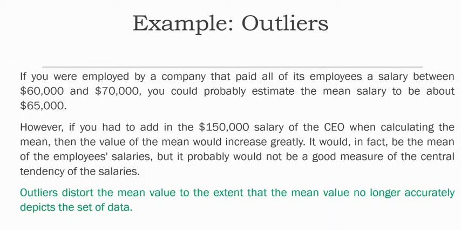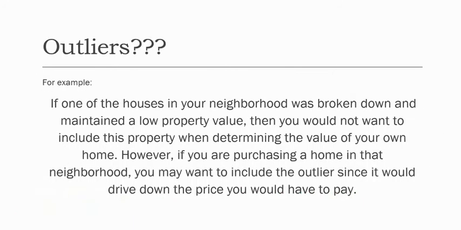And if we're going to use the mean, it would not be a good measure of the central tendency of the salaries. It will not be a good representative of the salaries of those employees. Okay, so the presence of outliers will distort the mean value to the extent that the mean value no longer accurately depicts the set of data. So in cases wherein we have extreme values, we don't usually use the mean. We use another measure of central tendency. And what is that? We use what we call the median. Okay, we use the median.